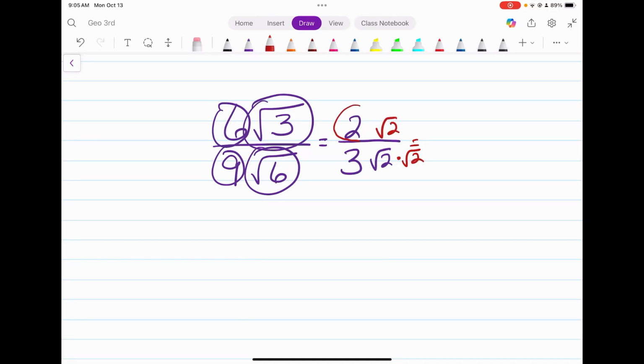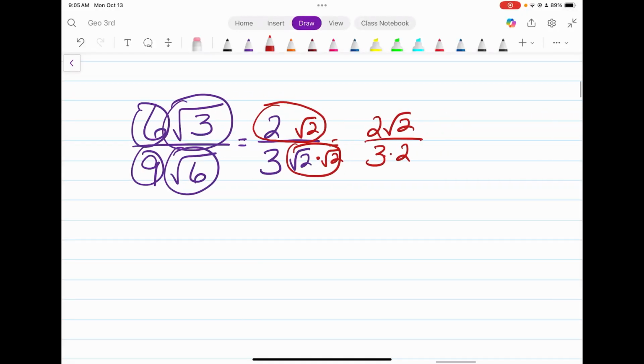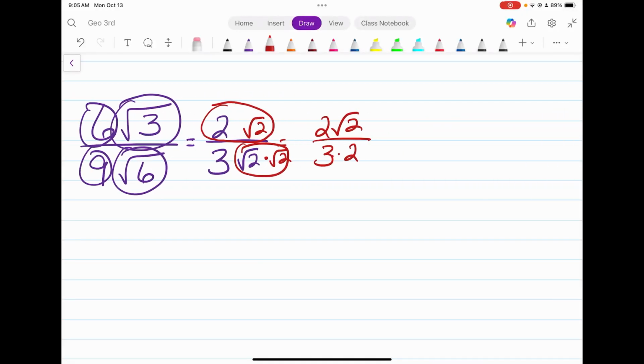Remember that we cannot combine things that are not alike, so on top we are going to leave it as 2 root 2. On bottom we have 3 times the square root of 2 times the square root of 2, which is the square root of 4, which we know is 2. So we can do one of two things. If you'd like to go ahead and multiply the bottoms, that's fine. Or we can now simply cancel. Since neither one of these numbers have a radical, we can clean it up in this way. We're left with root 2 over 3.